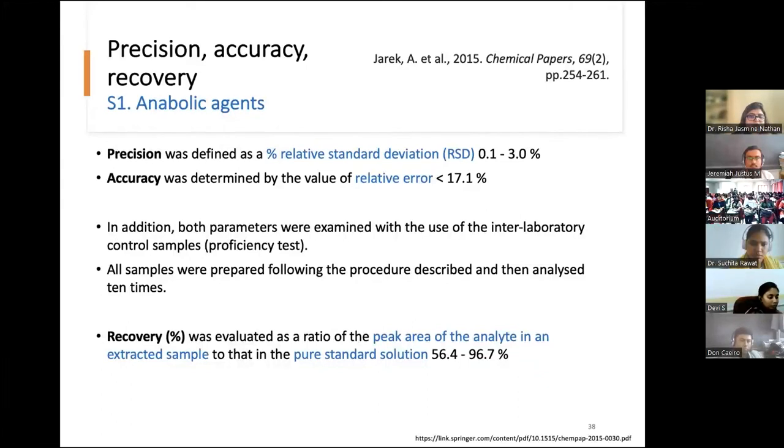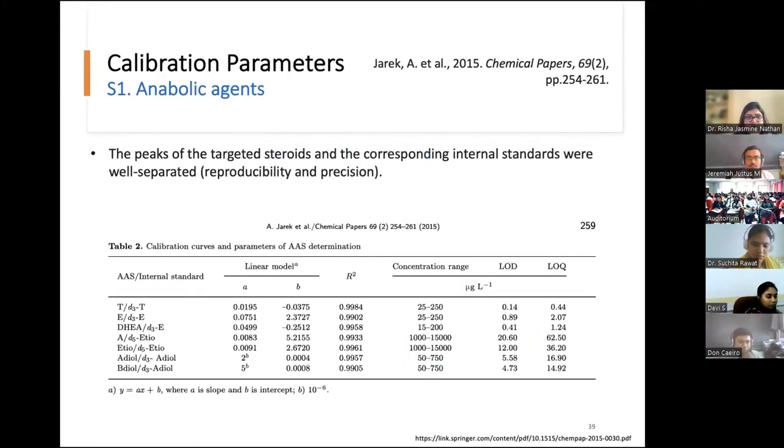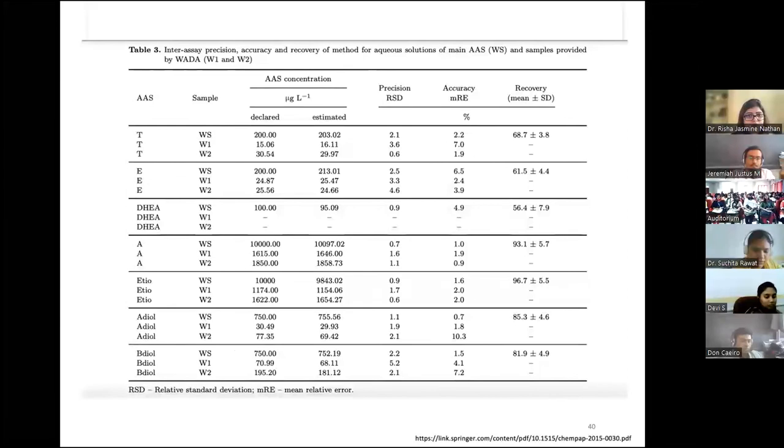Then recovery percentage was evaluated as the ratio of the peak area of the analyte to that of the pure standard. This is how we do it. We also check the response of the analyte versus the response of the internal standard, and we come up with certain numbers. Now, these are just the values that I wanted to show. This is how they do it for the particular said drugs. They have a concentration range, and LOD and LOQ is found out for each drug. It's not that LOD is for the instrument. It is for that particular drug on that instrument. These are again some values, don't have to be worried about.